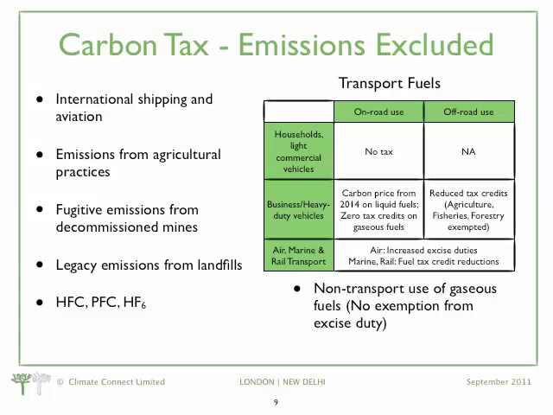Not all emissions and sources are covered under the carbon price scheme. Emissions from international shipping and aviation, as well as those from agricultural practices, have been excluded. Fugitive emissions from decommissioned mines and legacy emissions from landfills have also been excluded. Hydrofluorocarbon, perfluorocarbon, and hexafluoride emissions have also been excluded. Use of transport fuels in light commercial vehicles or in households has been excluded.